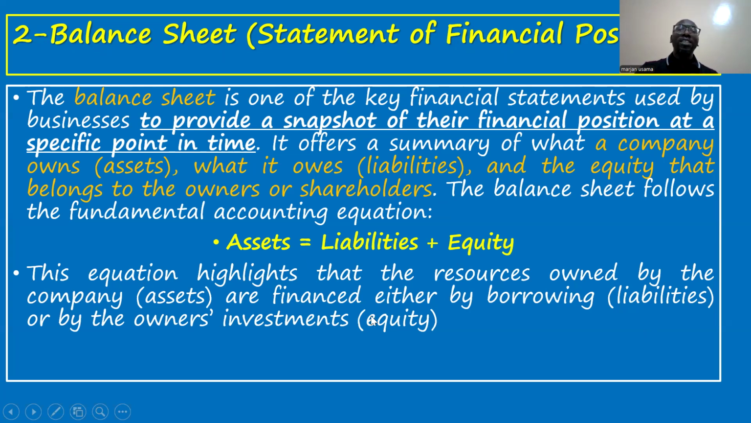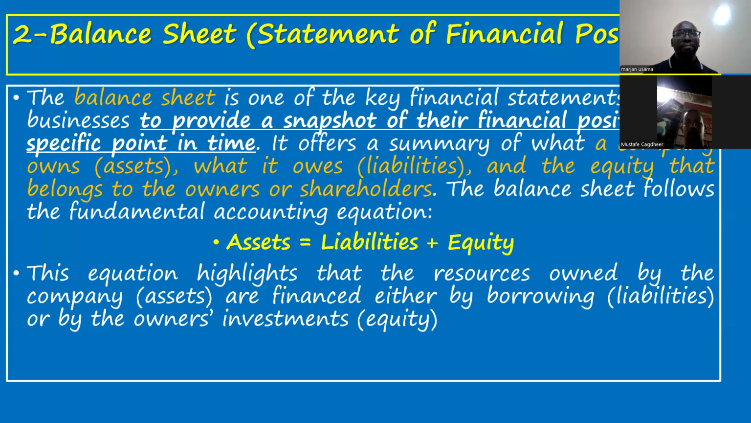This equation is very important because all the accounts revolve around it. This equation highlights that the resources owned by the company, which are the assets, are financed either by borrowing, liabilities, or by the owner's investment, equity. This statement is very important. They are telling us that the resources an organization has can be financed from two sources. So number one, through liabilities, borrowing.